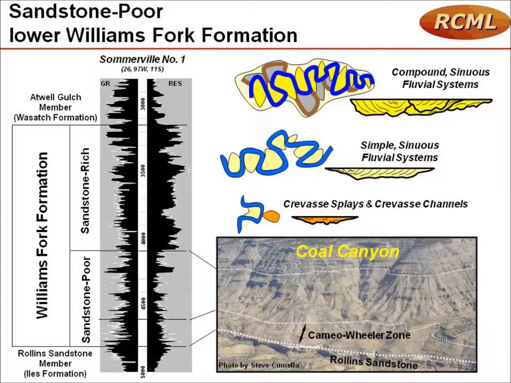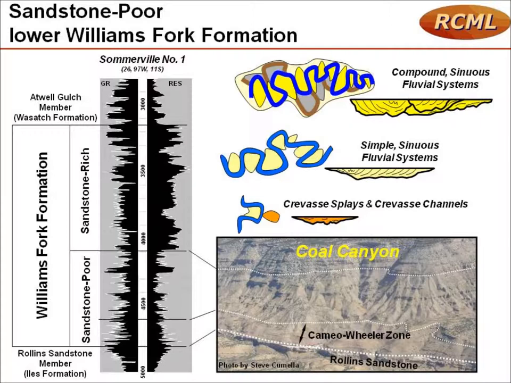And then as the river channel meanders through time, the channel deposits can scour into each other and you can get multi-story types of deposits here, or compound sinuous. So they have a lot of scour surfaces in there that might cause additional heterogeneity within the sandstone bodies. So that's the lower sandstone core interval.